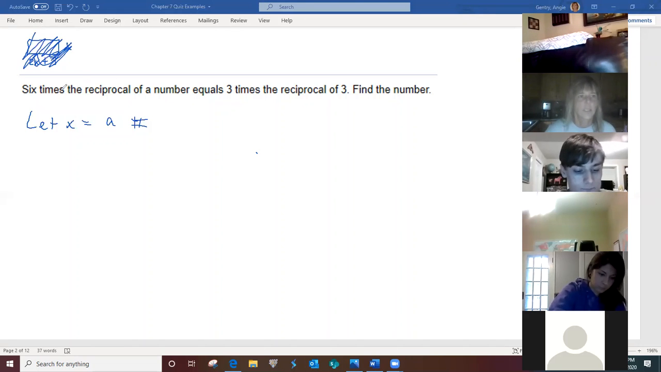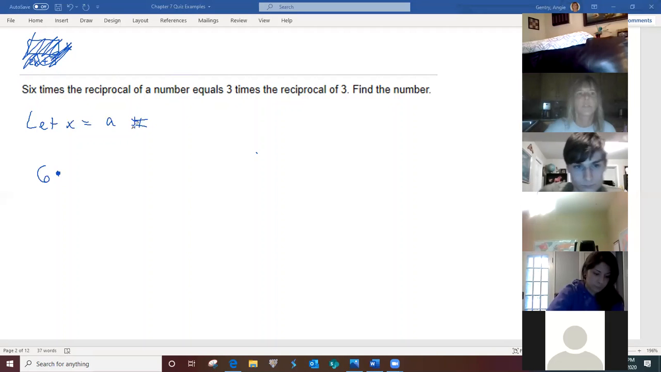So this is 6 times the reciprocal of a number equals 3 times the reciprocal of 3. You should have done something similar in pre-algebra. You say let x be a number and then you just translate. 6 times, how do you write that? 6 times, yes? And then what's the reciprocal of a number?